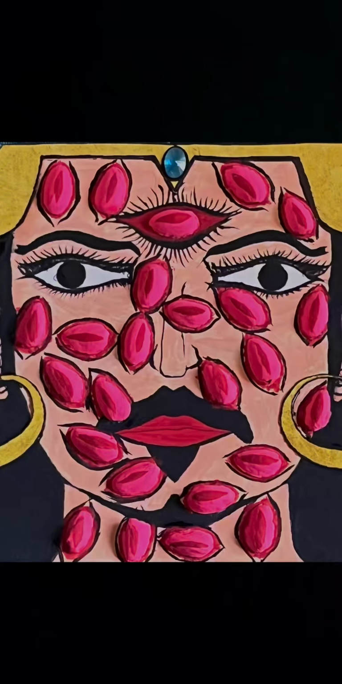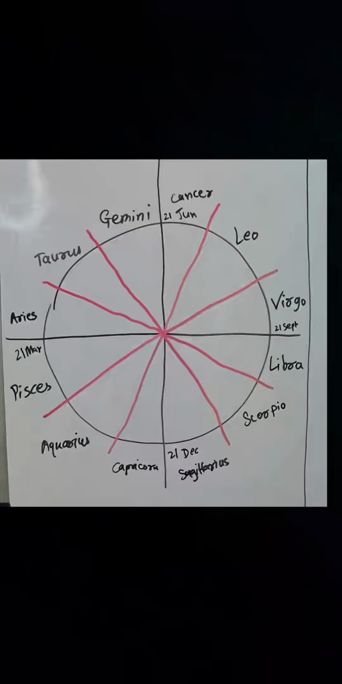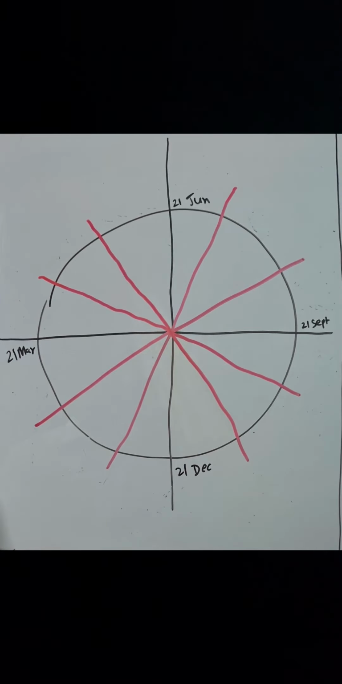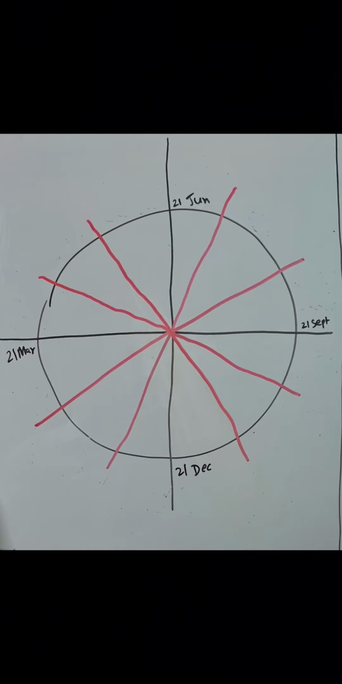Hello everyone. Today I'll talk about not this, not this. This right here is the circle known as the ecliptic, which is the path of the sun in the sky in a year. The black lines divide it in four basic seasons, and the red lines divide it in the 12 zodiacs we see, or the 12 months of the year.